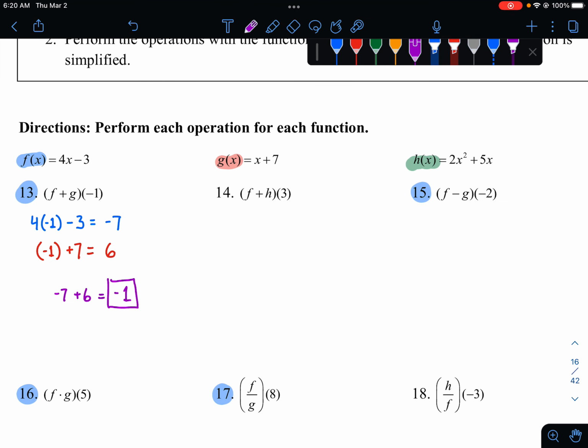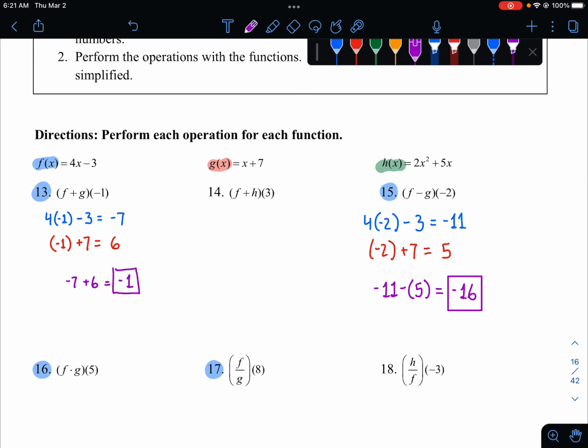Then we're doing f of x minus g of x at -2. So once again, you take the function f. So that's 4 times x minus 3. And we plug in a -2. We evaluate that. That's -8 minus 3. So that'll be -11. And then g of x is x plus 7, so -2 plus 7 will give me 5. And then they're telling me to do f, which is -11, minus g, which is 5. So we're going to get more negative here, and that is -16.